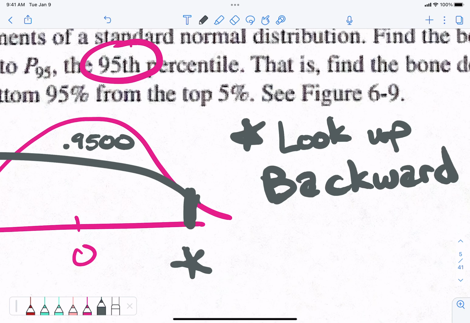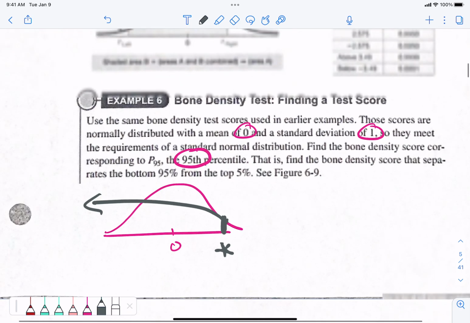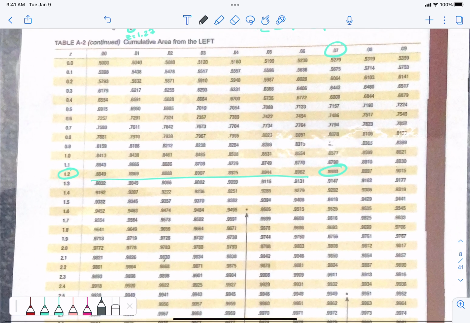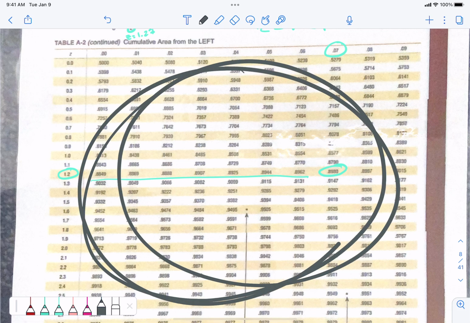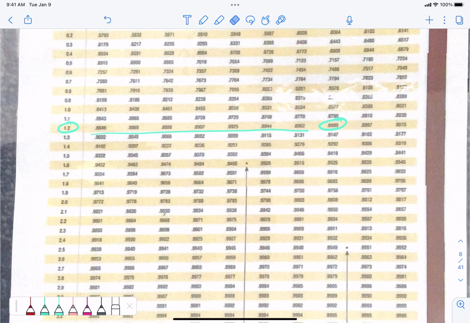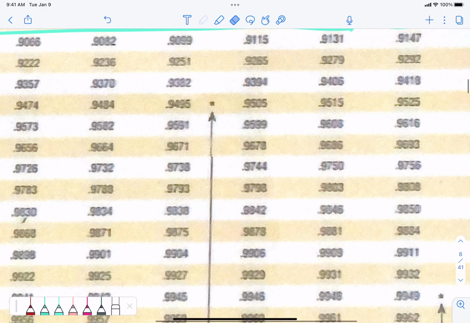Are you going to be on the positive side or the negative side? Positive. Since they're giving us the percentage, we're going to be on the positive side. So here's what I mean by look up backwards. We are looking for 0.9500 in this chart, or whatever is closest to it. They have 0.9495 and 0.9505. Okay, 0.9500 lives exactly between those.